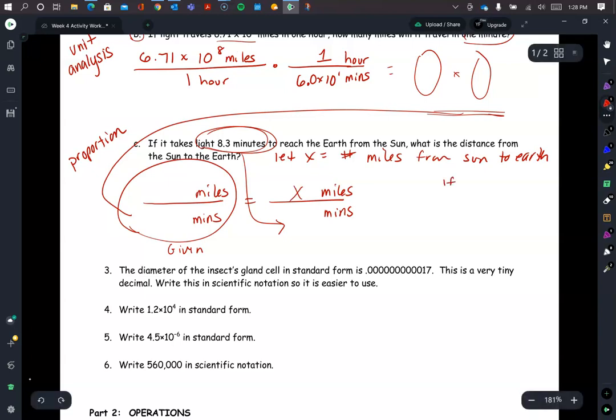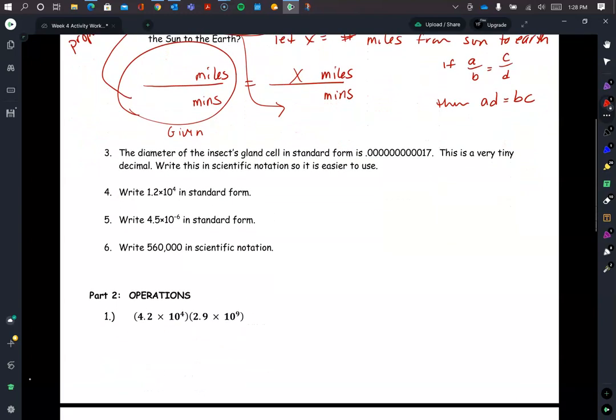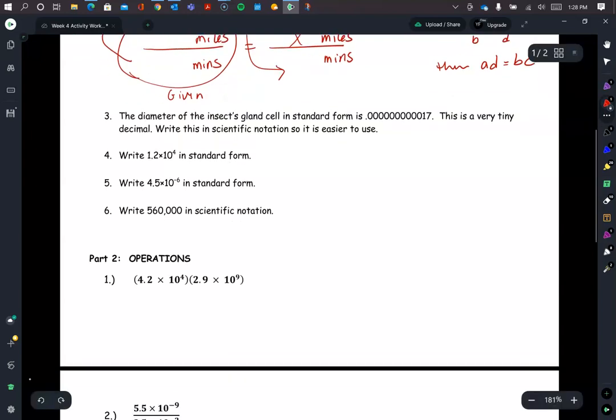And then you can cross multiply to solve or clear the denominator. But remember, if A over B equals C over D, then it's true that we can multiply on the diagonal. I call that cross multiply. AD equals BC. And then you can solve for X quite nicely with that. Number 3 is very straightforward. So if that is something that you're not sure of, go back to your lessons or your textbook and you can check that out.